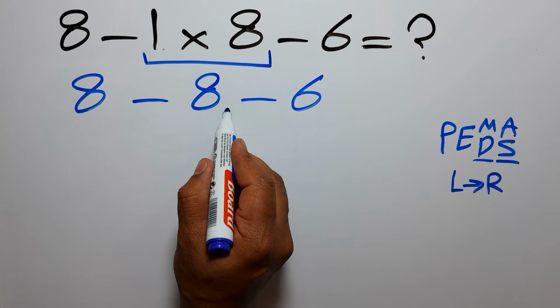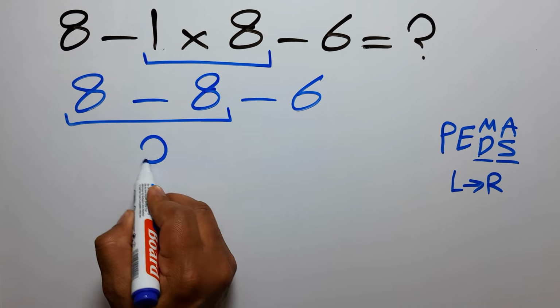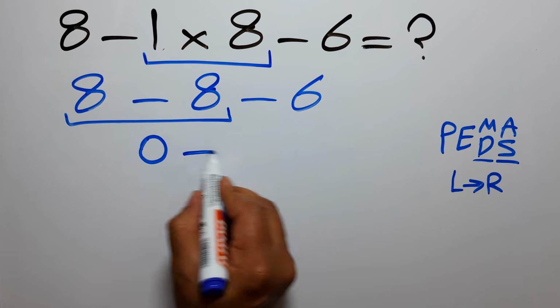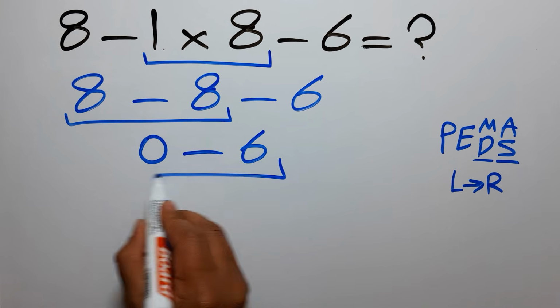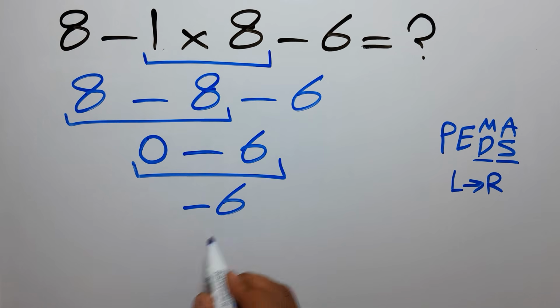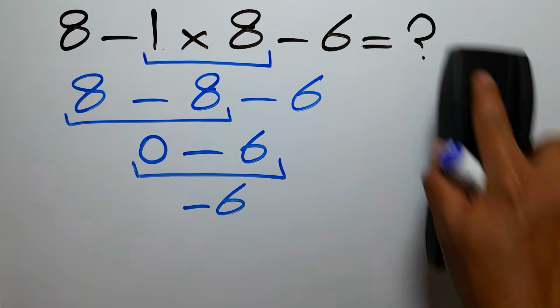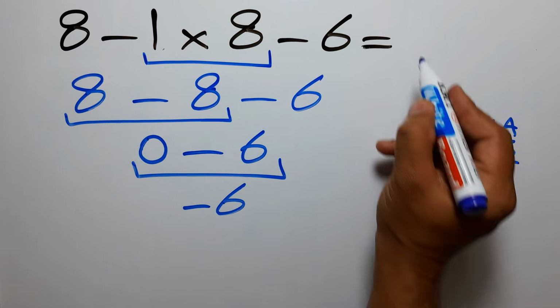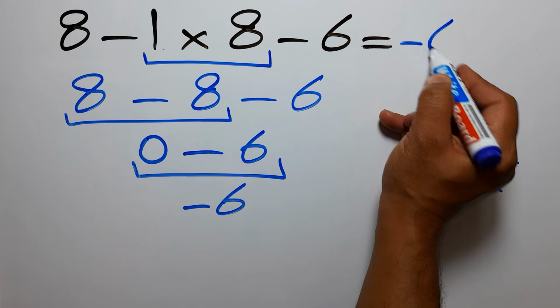8 minus 8 is just 0. So we have 0 minus 6, which equals negative 6. And this is our final answer to this problem. The correct answer is negative 6.